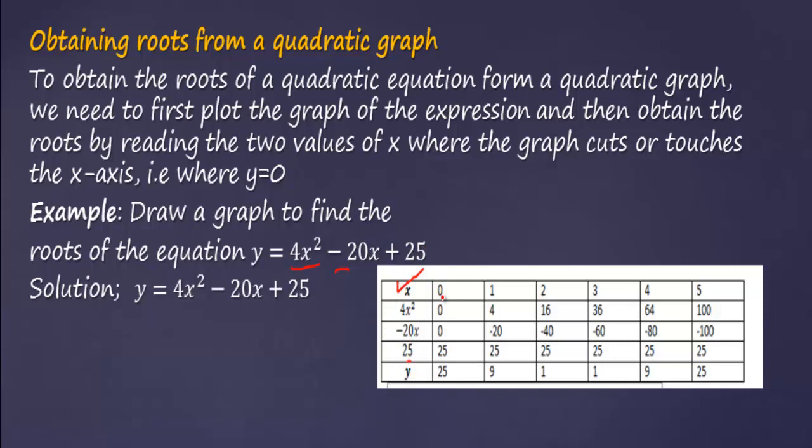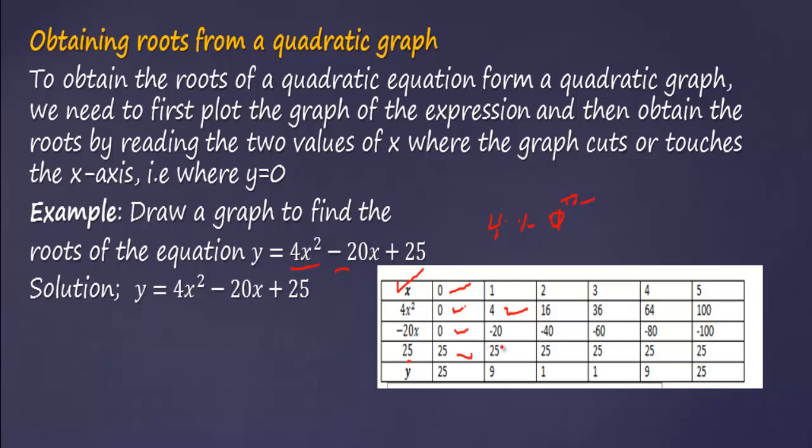And then you start when x is 0. You know it's x squared. It's 4 times 0 squared, which is going to be 0. That's why you got 0 here. And then when x is 0, minus 20 times 0 is 0 also. And then 25 is constant. You put it here. When x is 1, it is going to be 4 times 1 raised to the power 2, which is 4. That's why we got this.